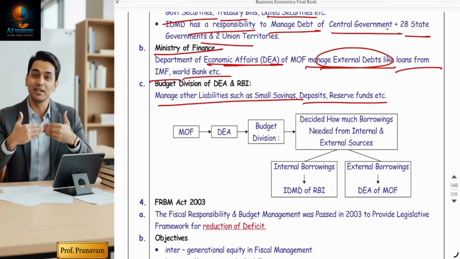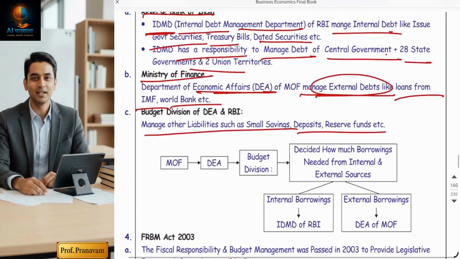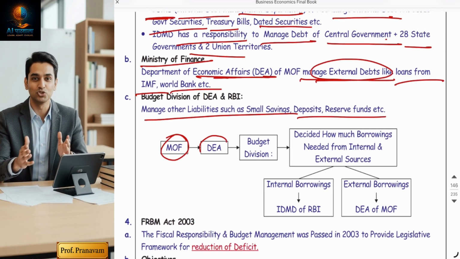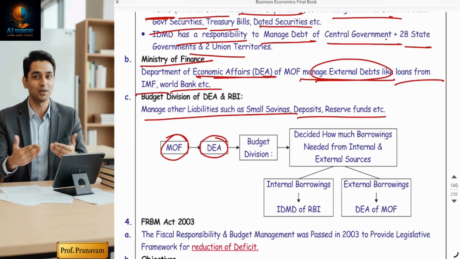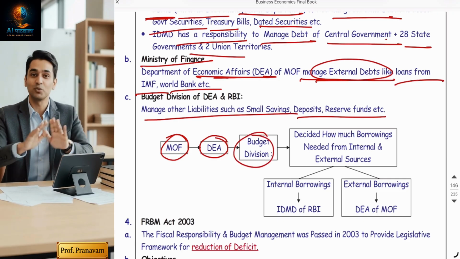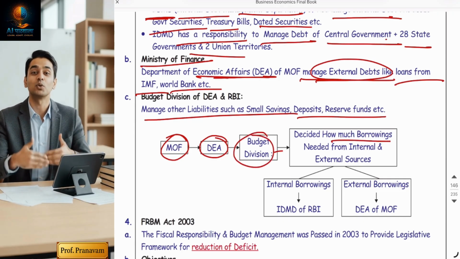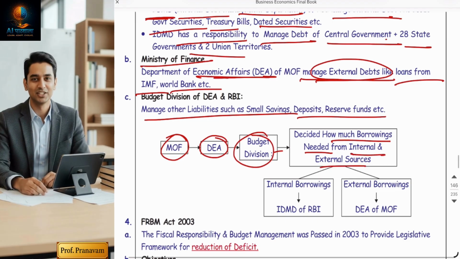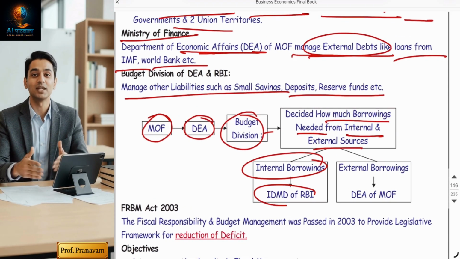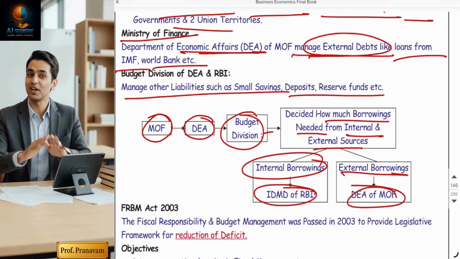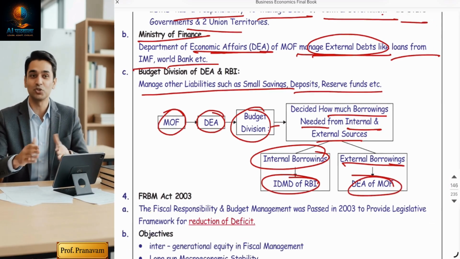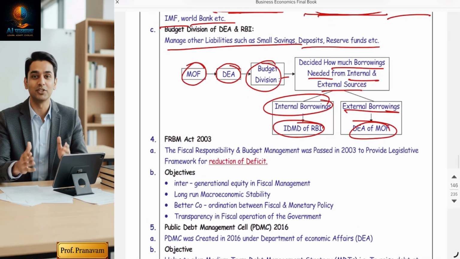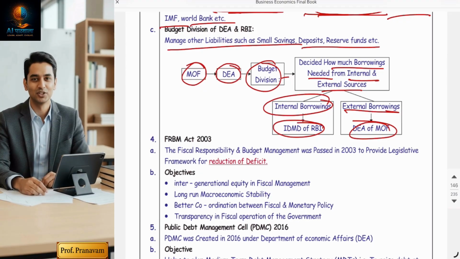So here is a chart for better understanding. Understand, the Ministry of Finance has a department called DEA, which has a sub-department called the budget division, which decides how much borrowing is needed from internal and external sources. Internal borrowing is done by IDMD and external borrowing is done by DEA of the Ministry of Finance. So that no confusion remains, you'll be able to solve MCQs.